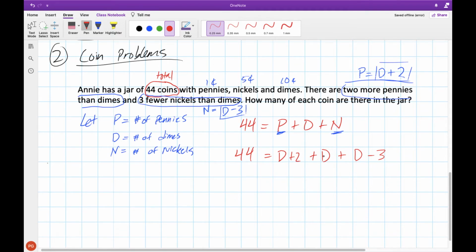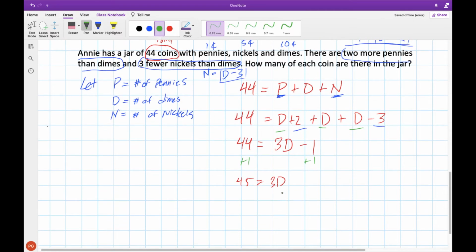First thing, let's group all of our like terms on this side. Let's clean this up. We've got 3 copies of our variable d, so that tells us we have 3d. Positive 2, negative 3. Those are like terms. That would give us negative 1. Variables on one side, numbers on the other. We're going to add 1 to both sides of this equation. We'll get 45 is equal to 3d. Then we can divide both sides by 3 to get rid of the number in front of our variable, and we'll get the number of dimes is equal to 15.